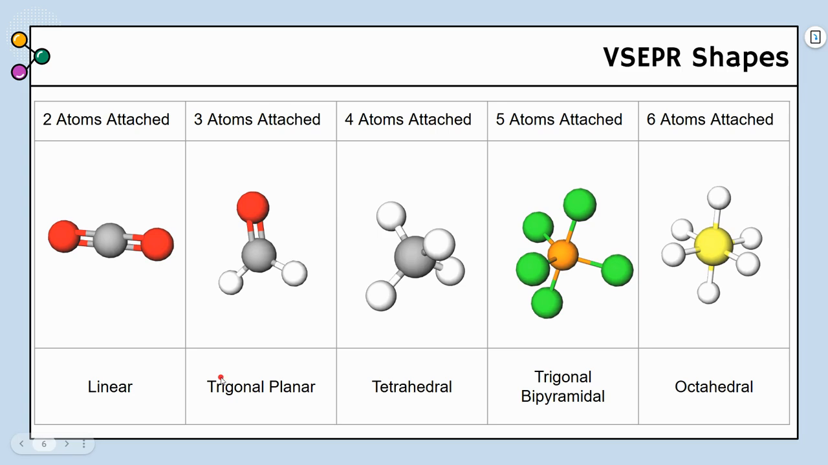Remember that we have five basic VSEPR shapes if we don't count electron pairs. When two atoms are attached, we have a linear shape on the left. When three atoms are attached, we have a trigonal planar shape, the flat plane made of three atoms. When we have four groups attached, we have a tetrahedral shape. Five gives us trigonal bipyramidal, and six gives us octahedral.